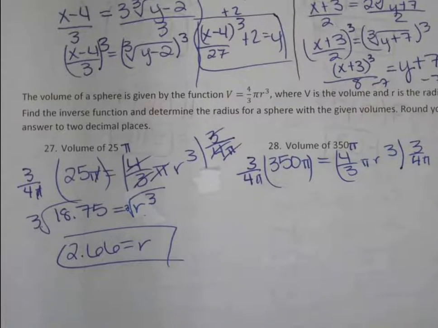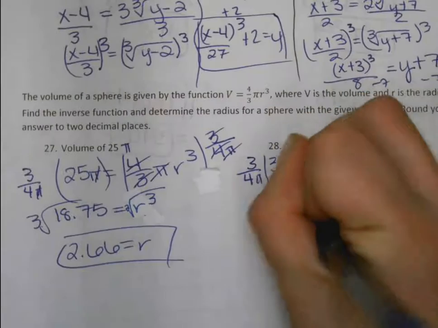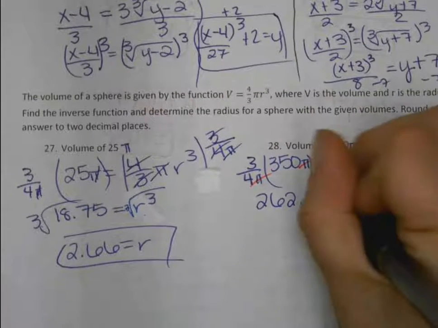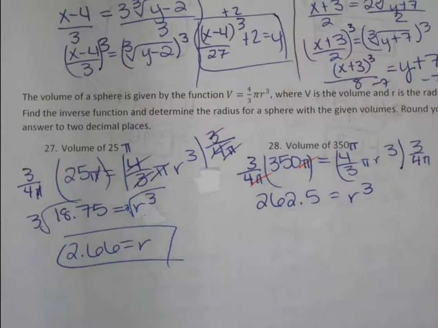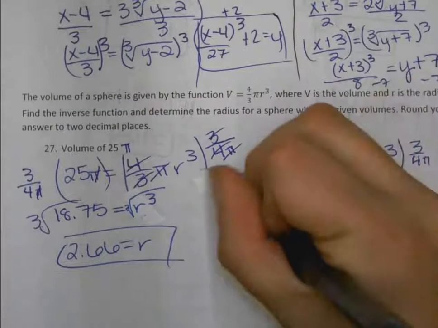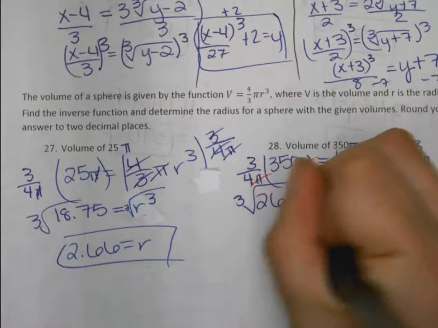So what do I get? And then the pi's will cancel out. I'll cross them in red so it's not as confusing. And then on the right side, I just get r cubed. Then I want to take my cube root to get r by itself. And I get what? 6.40.